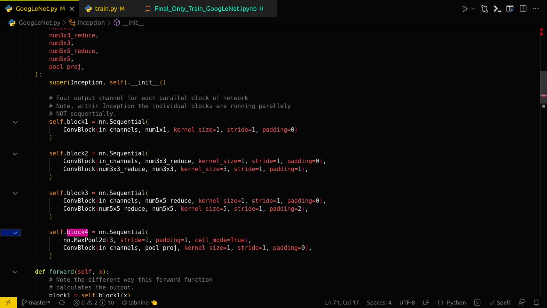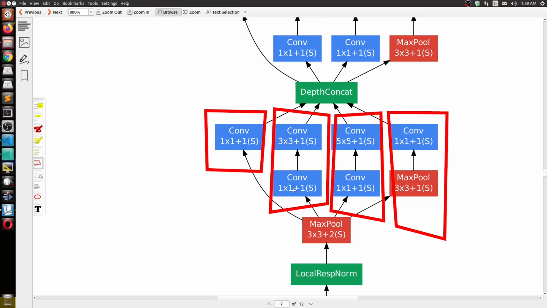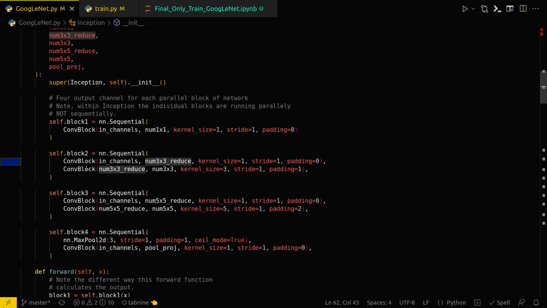Now let's see the code. Now it will all make sense. So the first block is a single conv block with in channels, and it takes the number of 1 by 1 filters. Kernel size obviously 1, stride 1, padding 0. The next block will be this one, and the first one is a 1 by 1 conv. The output of this goes to a 3 by 3 conv. So that's what I'm doing here. The first one is a 1 by 1 conv, and that will take this num 3 by 3 reduce argument. That will again mean the number of 1 by 1 filters that will be there before the 3 by 3 filter conv.